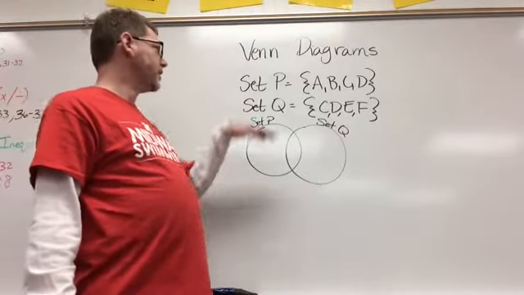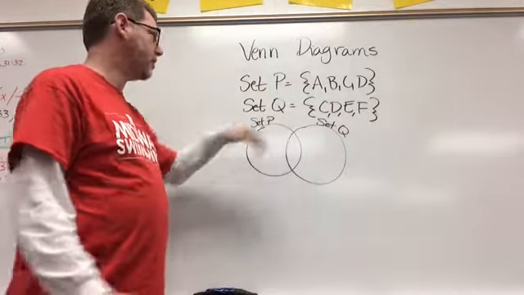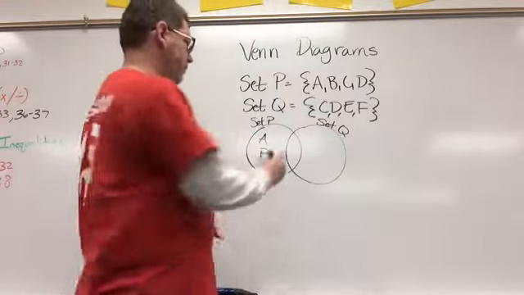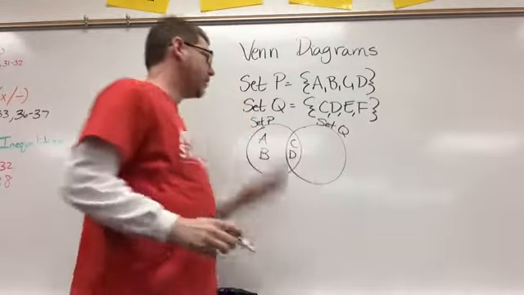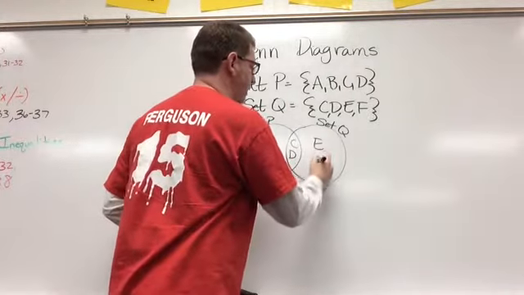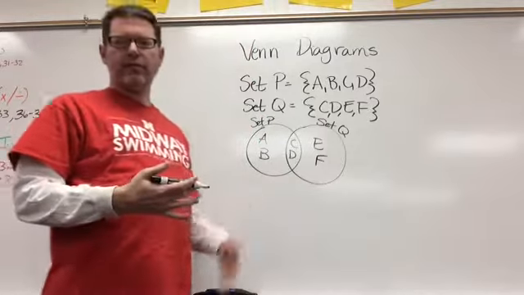So what is in set P that's not in set Q? And that would be A and B. And what is in both of them? C and D. And what is in Q that's not in P? And that's E, F. So we've labeled our Venn diagrams.